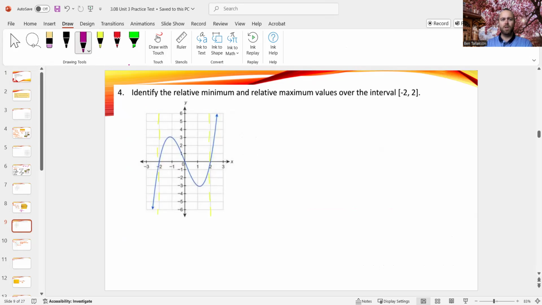So we're asked to find the relative min. Well, relative min is the lowest point between those x values, and we see that right here. And we really only care about the y, which is -3. So that's our min. And then, of course, the max is up here. Again, only caring about the y value. The max is +3.